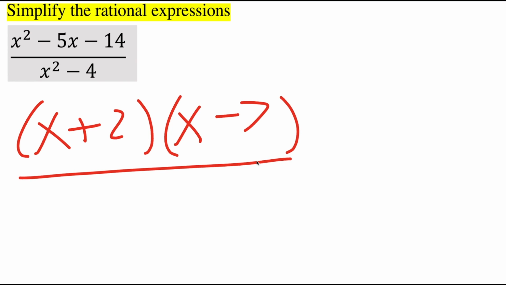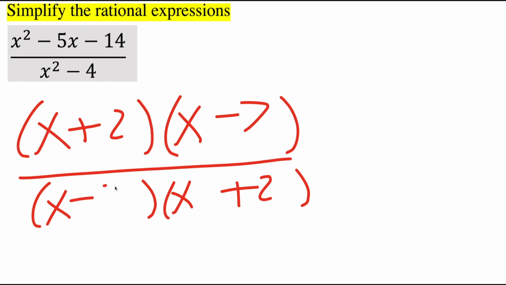And then we're going to do the denominator. So x parentheses, x parentheses. What two numbers multiply to give you negative 4 and sum to be 0? Well, positive 2 and negative 2, because negative 2 times 2 gives us negative 4, and negative 2 plus 2 is 0. Now, if factoring is difficult, I'm going to put a playlist on different factoring methods. Here, I just did it mentally.